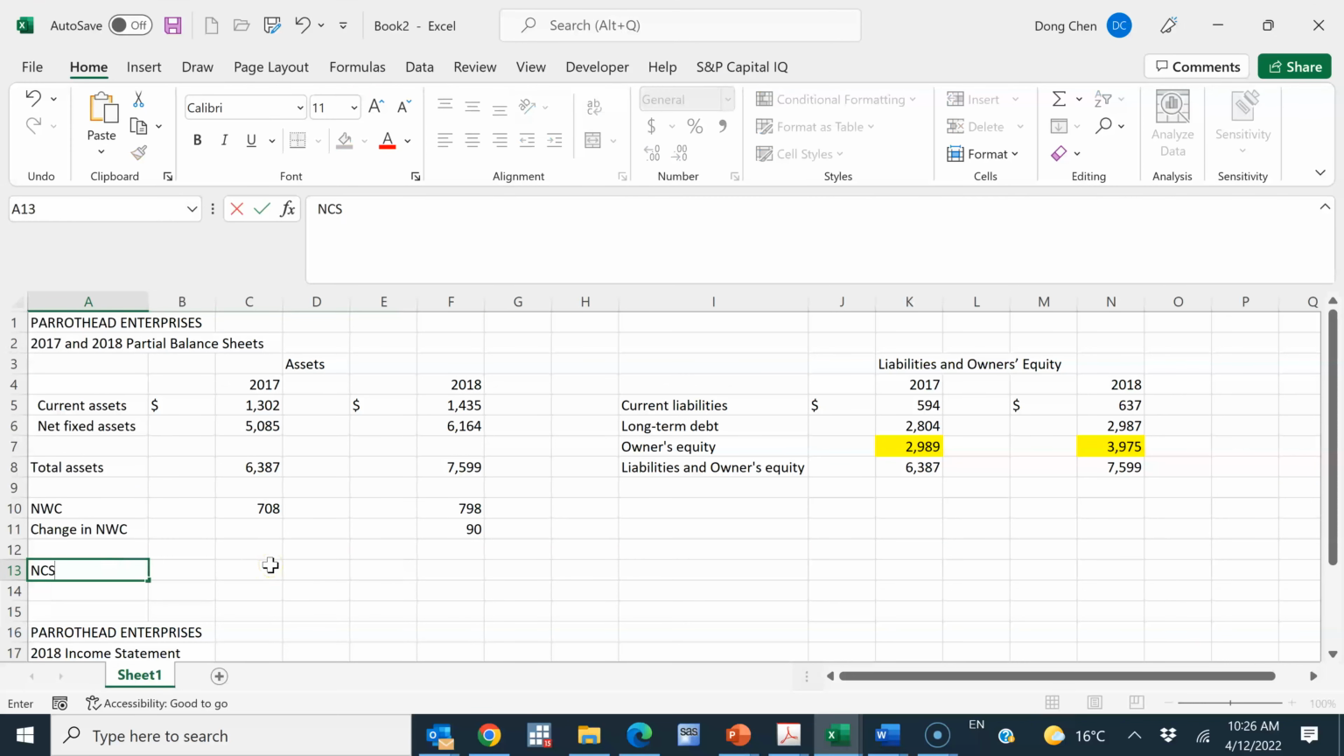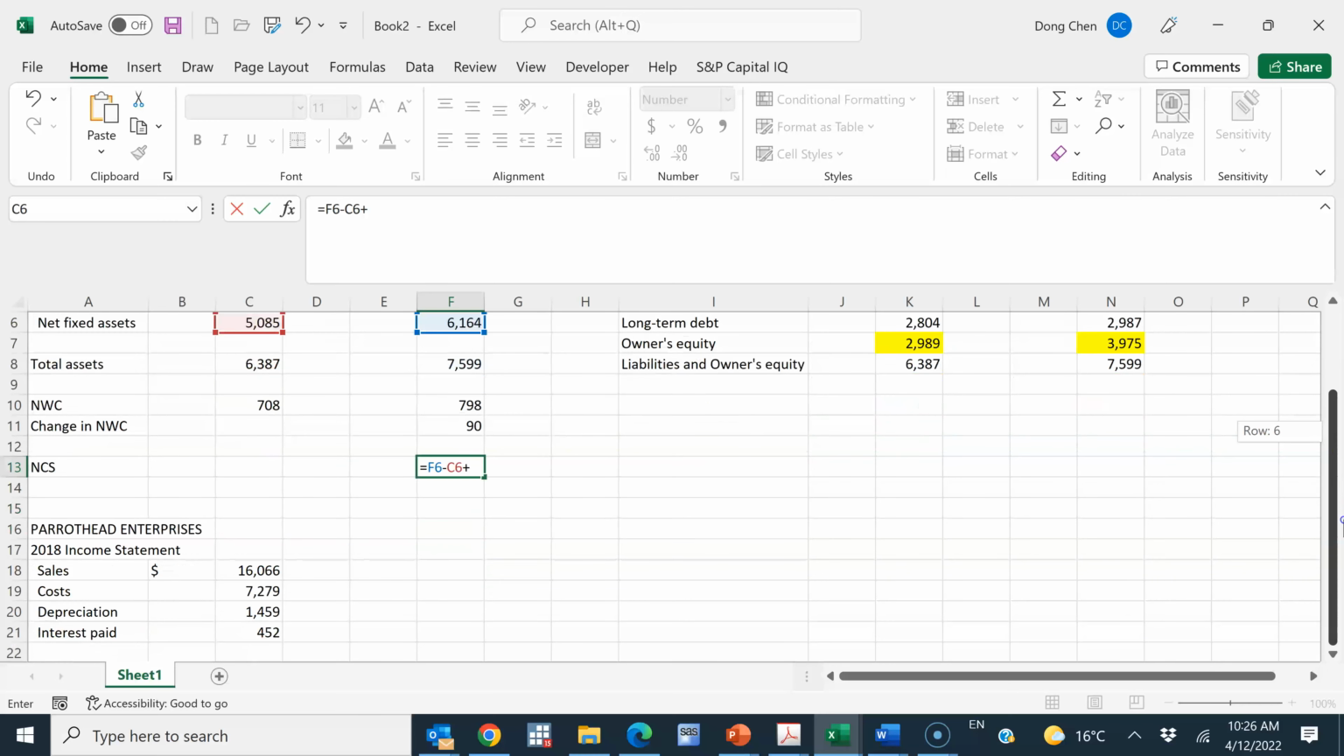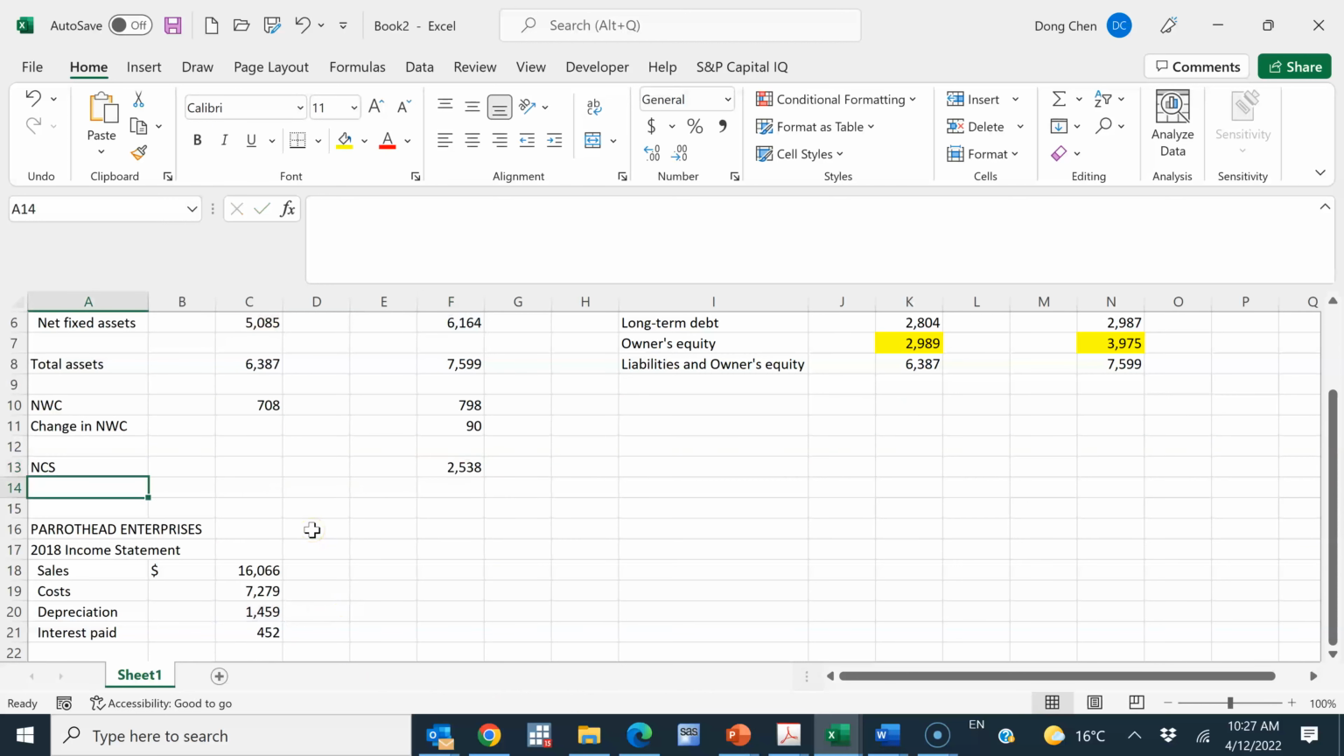So net capital spending will be the change in net fixed assets. It's going to be the net fixed assets at 2018 minus the net fixed assets at 2017. And don't forget, because we are basing the calculation on the net fixed assets, we need to add back the depreciation expense, and we find that number from the income statement. That gives me the net capital spending, which is how much the firm spent in acquiring new assets in 2018 on net.